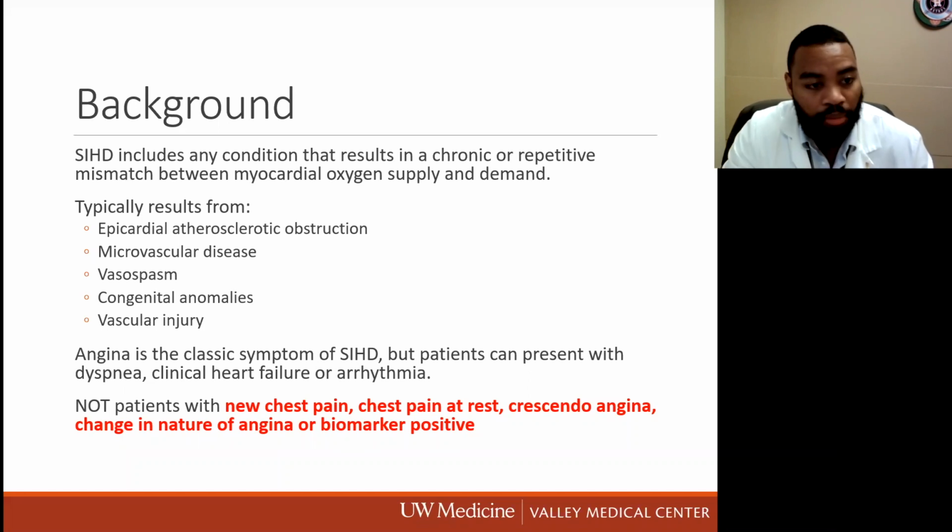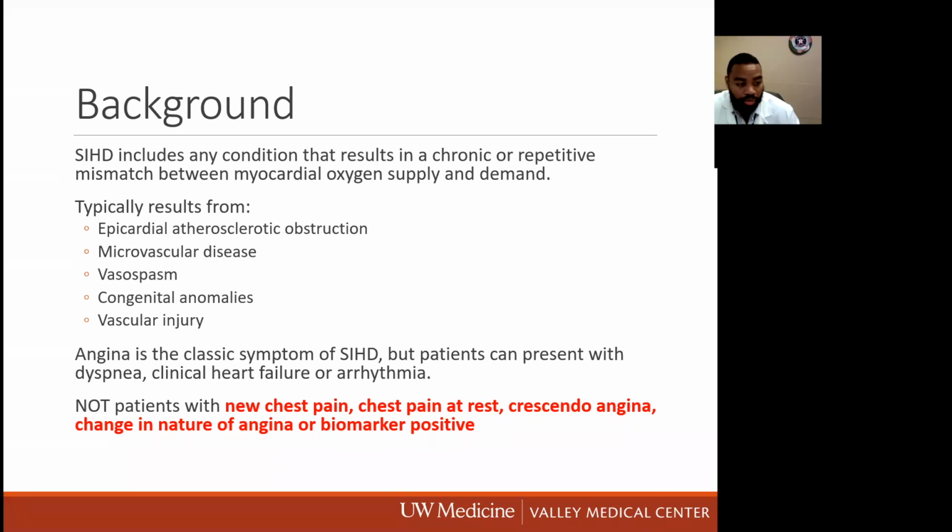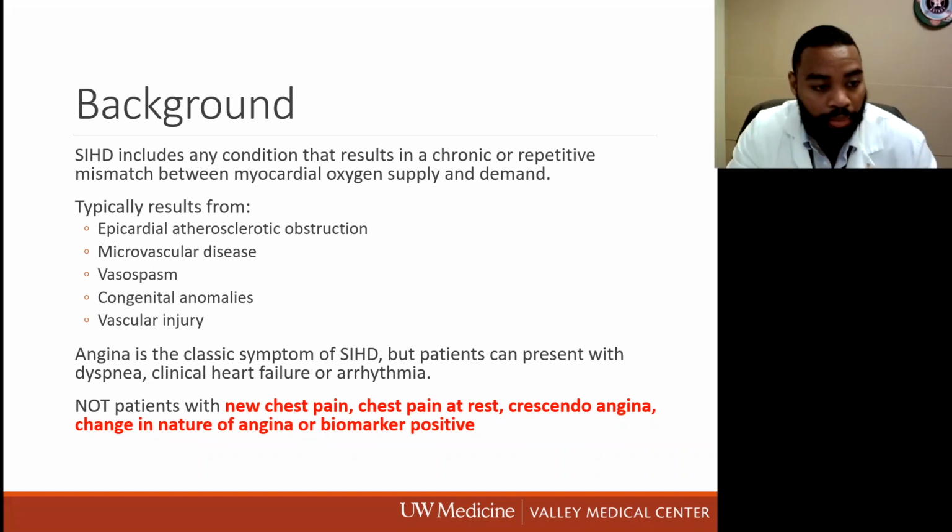Angina is a classic symptom of stable ischemic heart disease, but it's important to recognize that patients can present with a wide range of symptoms, including shortness of breath, heart failure clinically, or even arrhythmias. And it's important to note that stable ischemic heart disease does not refer to patients with new chest pain at rest, crescendo angina, or a change in the nature of angina, or biomarker positive. These patients are in a different physiologic mechanism. These are patients that we would describe as unstable or on that spectrum.